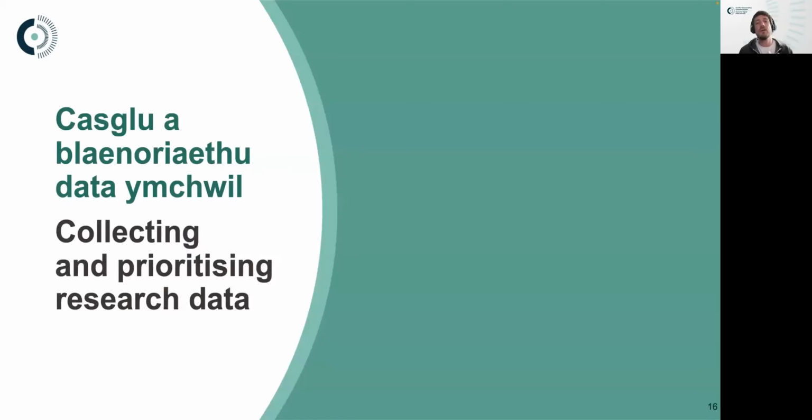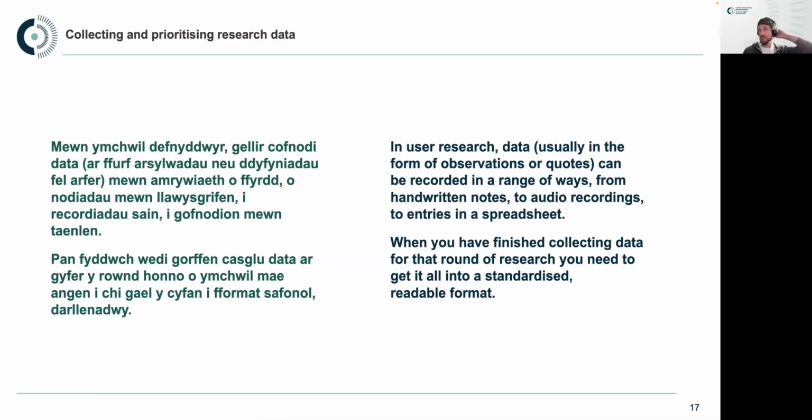Thanks, Promise. So yeah, once you've collected your data, the first step of analysis really is to prioritize what you have. Next slide, please. So you're often left, like I say, with qualitative data in the form of observations or quotes, but these can be recorded in a range of ways. So you might have handwritten notes, you might have audio recordings or spreadsheet entries. Once you've finished the data collection process, you then need to almost standardize that data, so get it all into a similar format that's readable and comparable.